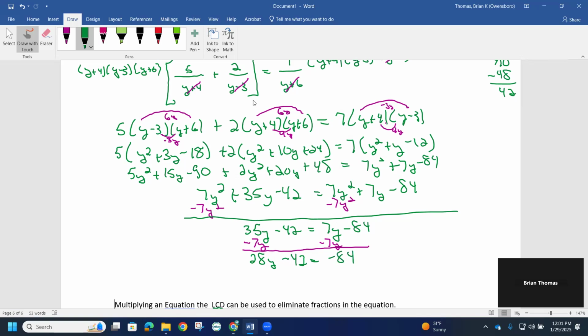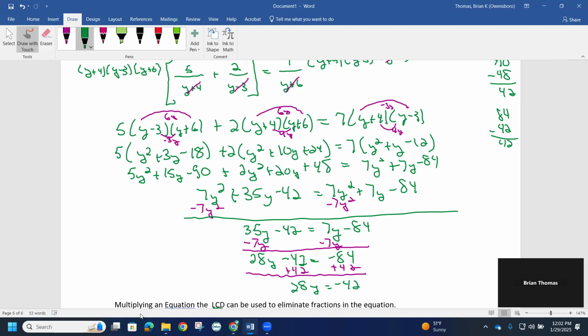So now to start solving this, we have to get rid of the 42. If I add a 42 here, that will zero out. Add a 42 over there, that zeroes out. So now I have this 28y. And what's 84 and this -84 and 42? That's 84 minus 42 since they're different signs. Looks like it's 42. But since the bigger number is negative, that's going to be a -42.